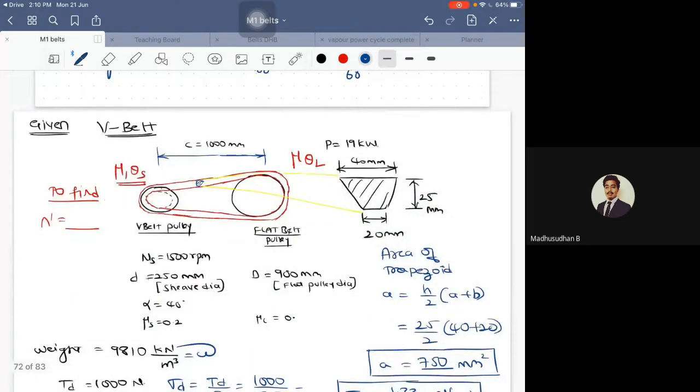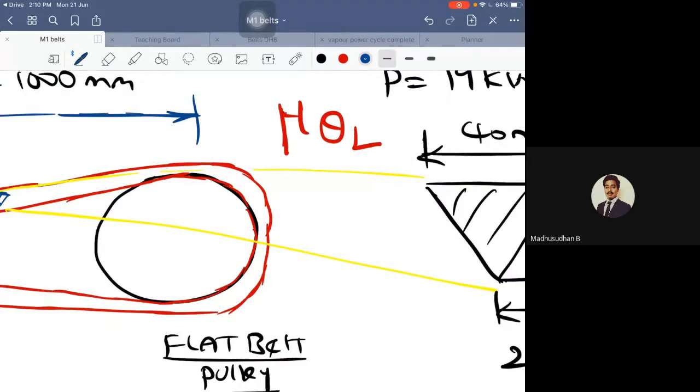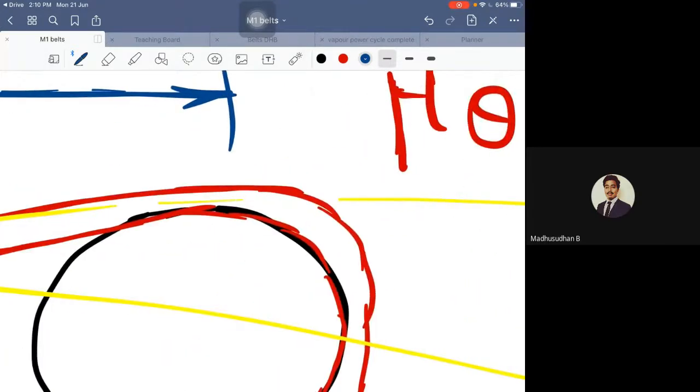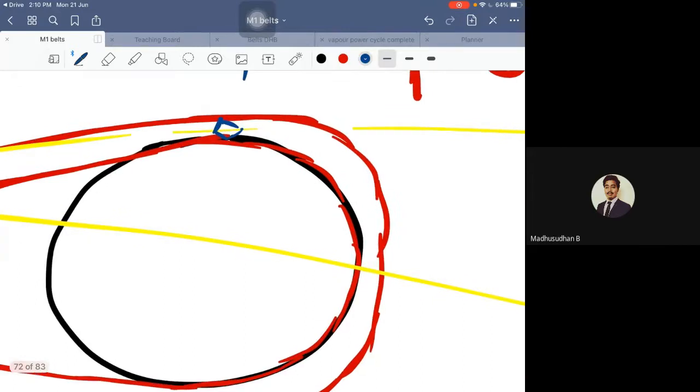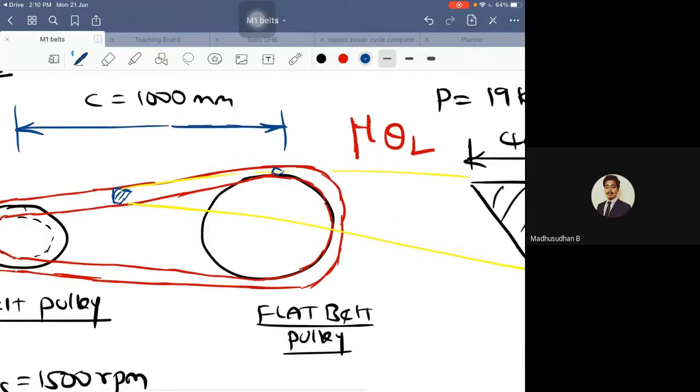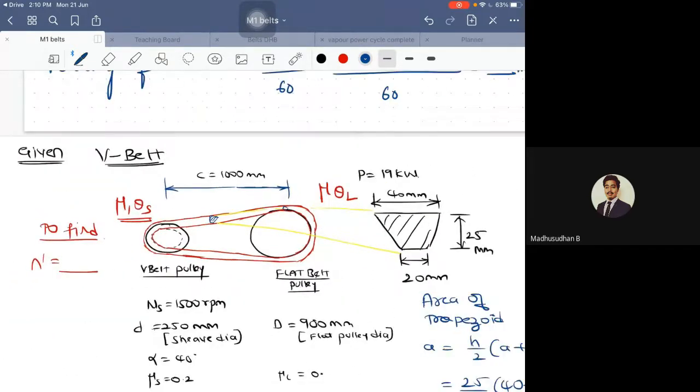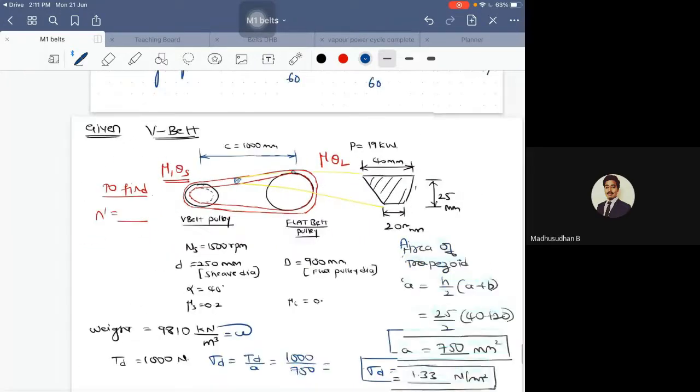Since the V belt is mounted on the flat belt, it would be something like this, isn't it? The V belt would be something like this, so it is on the flat belt. So while considering the flat belt, will you take D plus T or just D if the thickness is given?